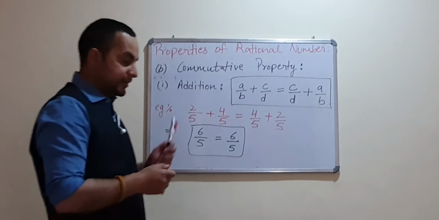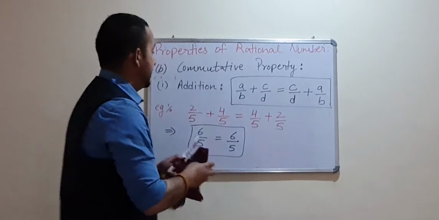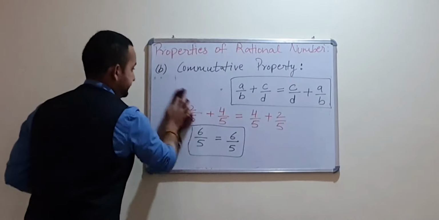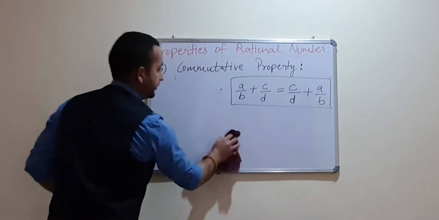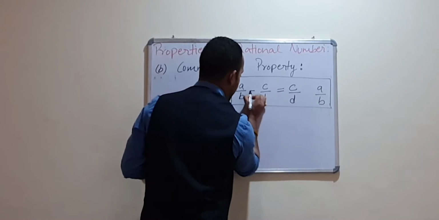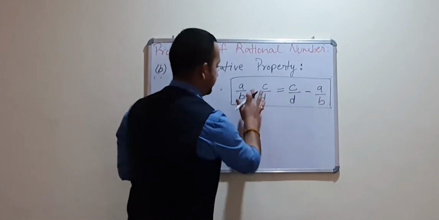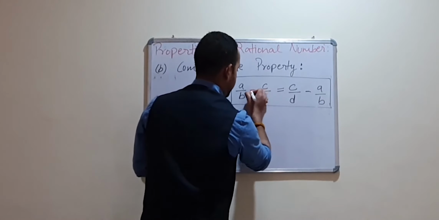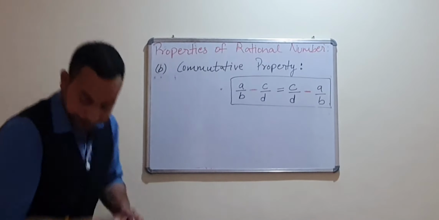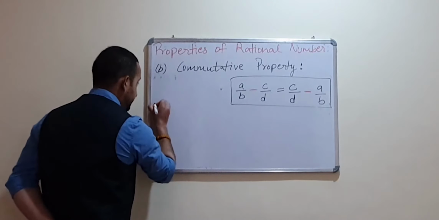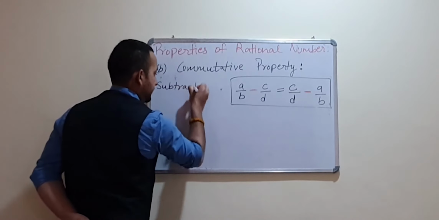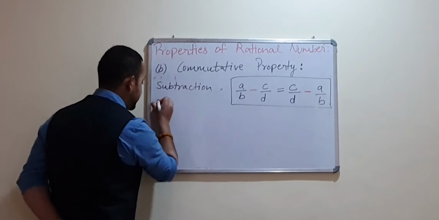Now we are going to test this commutative property for subtraction. The general formula is the same, the only difference is the operation. Okay class, now we will take an example for subtraction.